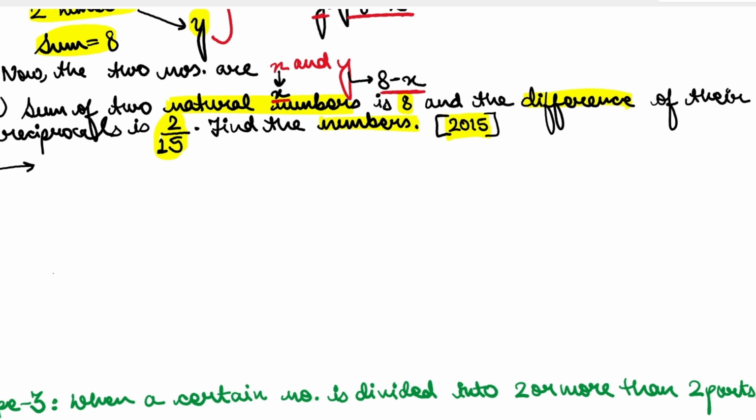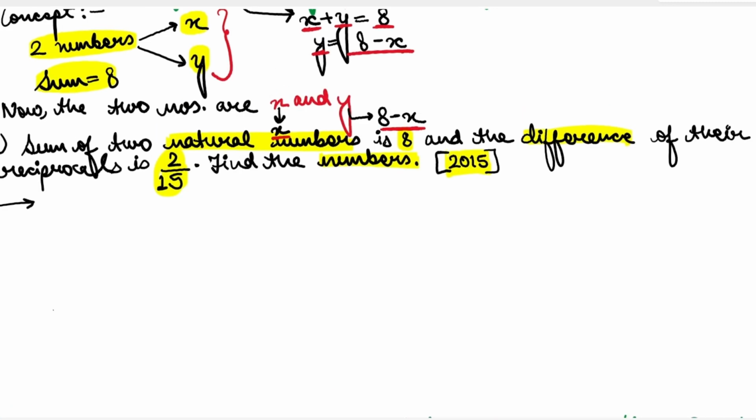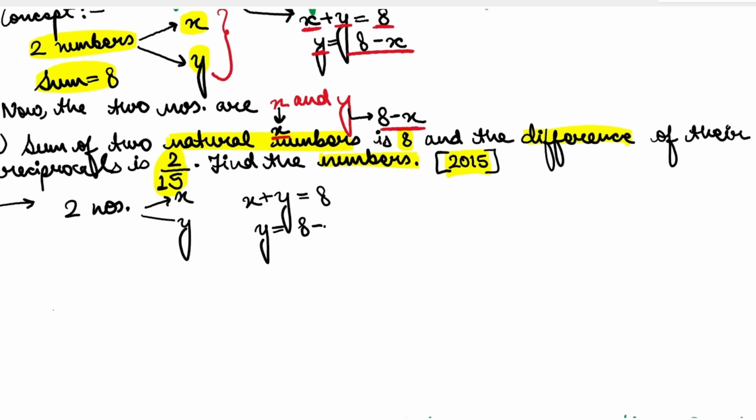So now which 2 numbers will we take? We'll take the 2 numbers as x and y. Now the sum of these two, that is x plus y, is given as 8, and y is equal to 8 minus x. The difference between the reciprocals, which means 1 by x and 1 by y, becomes equal to 2 by 15.